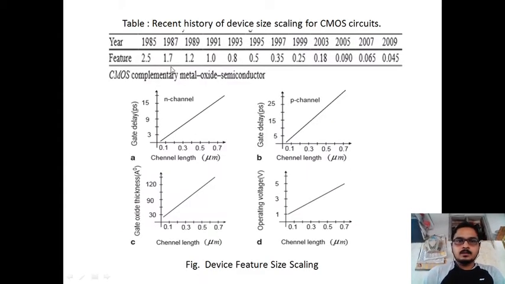See here, in this table we clearly see that from 1985 to 2009, the feature size, in 1985 we have 2.5, and in 2009 it is 0.045. Means the feature size is scaling from 1985 to 2009. Okay. See this figure, device feature size scaling.